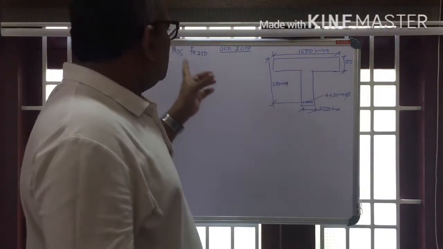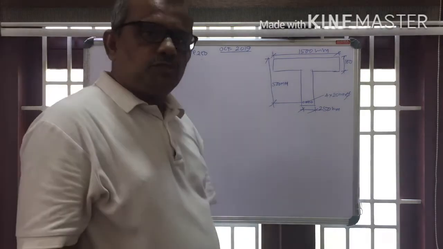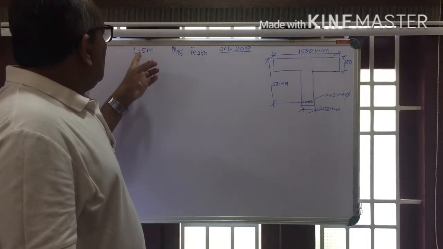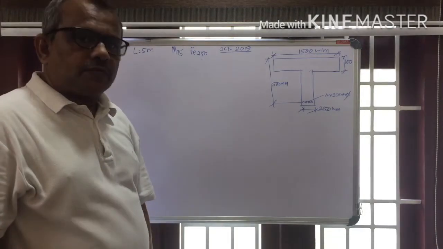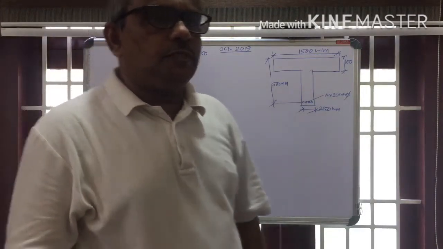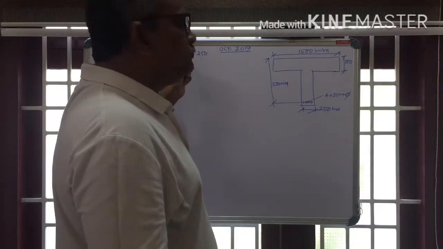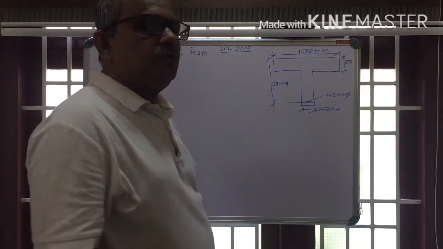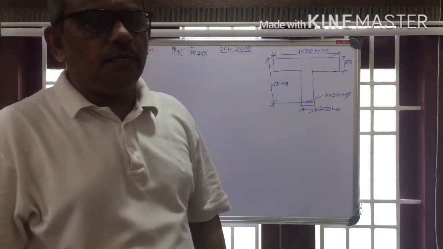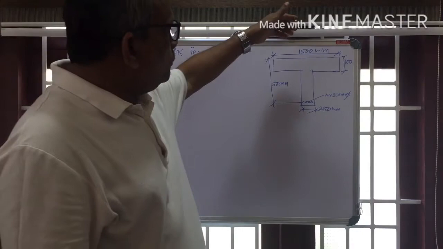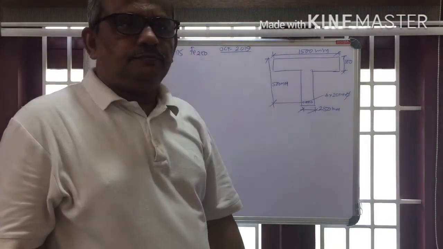In addition to that, the clear span of the beam is also given. Go through the question. L equals 5 meters. And what are the material properties given in this question? Grade of concrete and grade of steel. Grade of concrete M15 and grade of steel Fe250. Accordingly, the question is to find out or to calculate the maximum UDL the beam can carry.